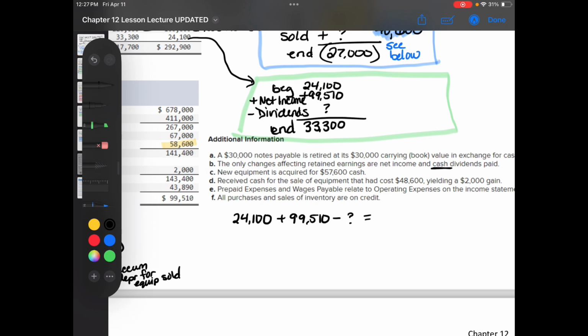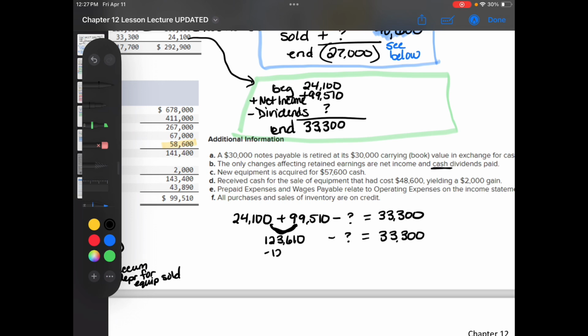Because we have to solve, we're going to write this out in a little algebra fashion. So I've got my beginning balance plus net income minus dividends equals the ending balance. So I'm just writing out what I wrote above, but horizontally so that I can do my math a little easier. So I combine these terms, I add them up, and I basically find that it equals that amount, $123,610.